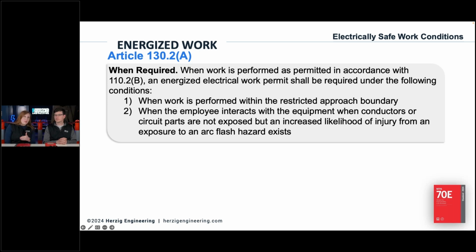Okay, and then it also leaves it open for permitting if you don't cross the restricted approach boundary, just in case there's some other reason this might be considered hazardous. There's an increased likelihood of injury. There is still a potential of an arc flash hazard, even though you're not reaching within the restricted approach boundary. It leaves it up to the employer or the worker to decide, yeah, I need a second person. I need someone to sign off and justify to leave this energized.